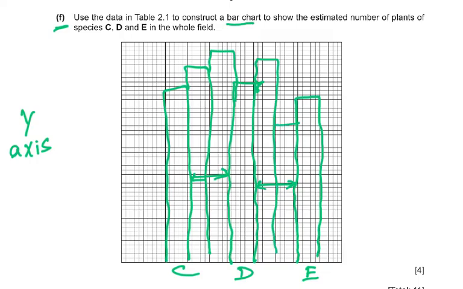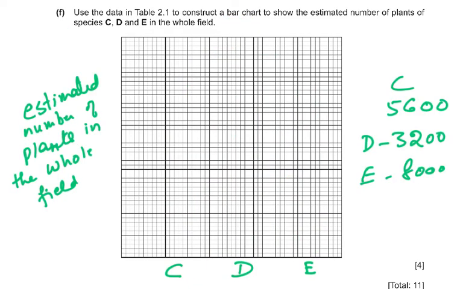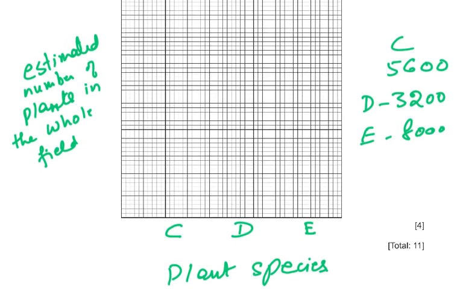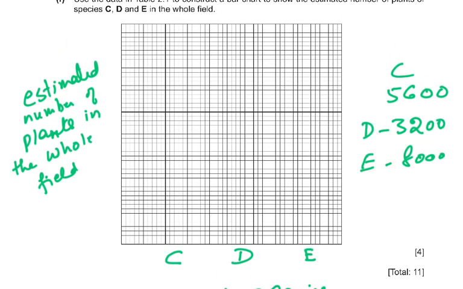This would be a histogram. But we're not doing a histogram, we're doing a bar chart. So I'm just going to revisit this again. Now the first point is axis fully labeled. So you must label the axis: plant species C, D, E, and estimated number of plants in the whole field.